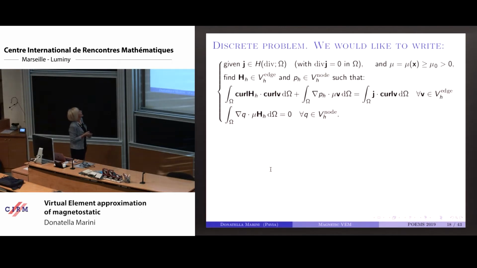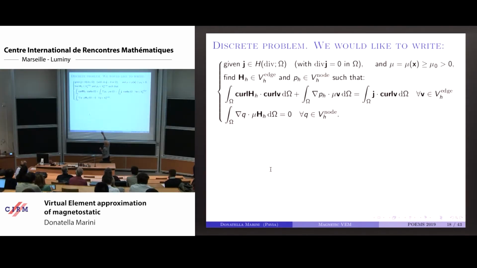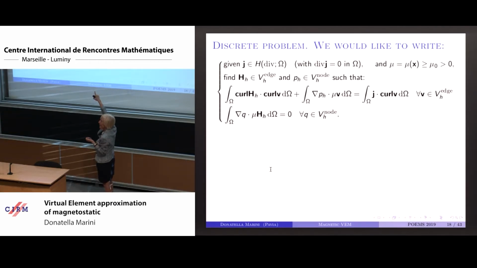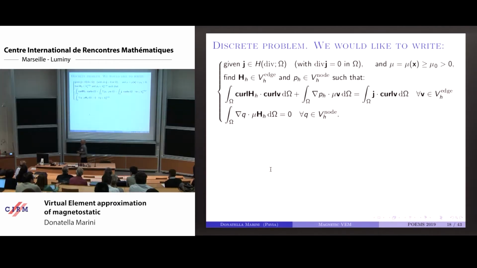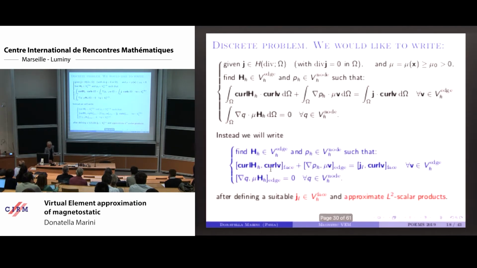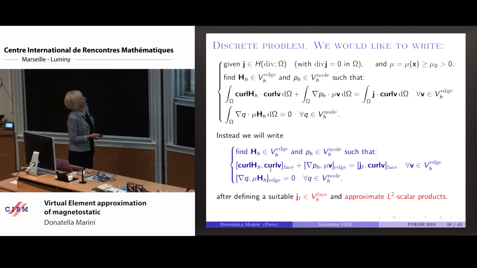But we cannot. We cannot because here the first integral is a scalar product in L2 between two face elements. Curl H, the curl of an edge is a face. And we know nothing inside. We only know the normal component on each face. The second integral is an L2 scalar product between the gradient of a nodal, which is an edge, against an edge. But we don't know them inside. So we have to approximate this L2 scalar product in a suitable way.